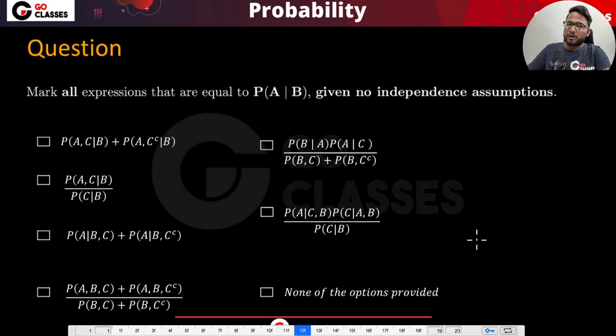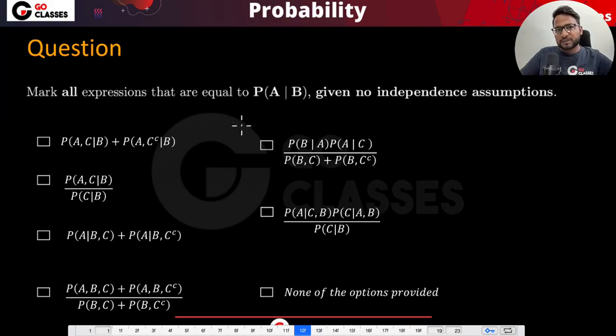Okay. Now let's solve this particular question. What they're saying: mark all expressions that are equal to probability of A given B, given no independence assumption is given. I mean, you don't have any independence assumption. So let's check it. So probability of A given B, right? Now let's see the first example.